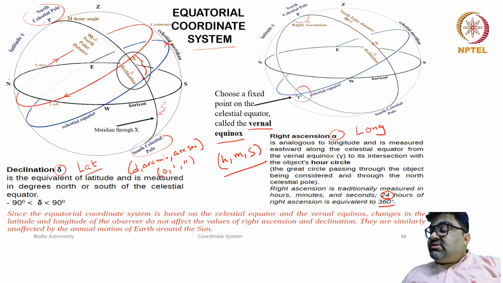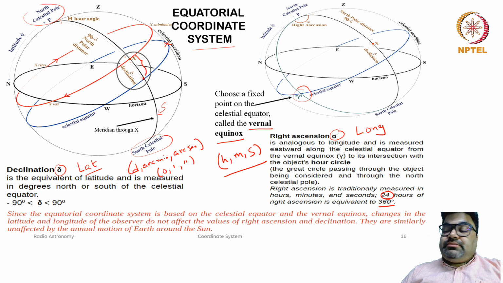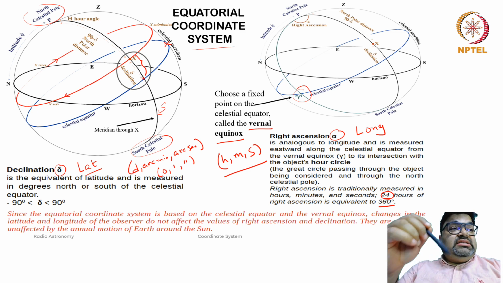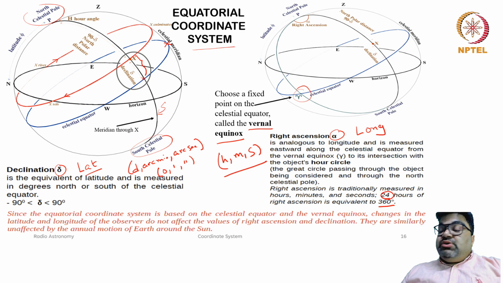So right ascension is analogous to longitude and is measured eastward along the celestial equator from the vernal equinox point, this kind of a distorted gamma you can say, to its intersection with the object's hour circle. So right ascension becomes 0 on this, and then it starts counting eastwards in hours. And so it comes back and makes the entire revolution, and it goes back to 24 hours just before meeting the same point. Okay, so clear?